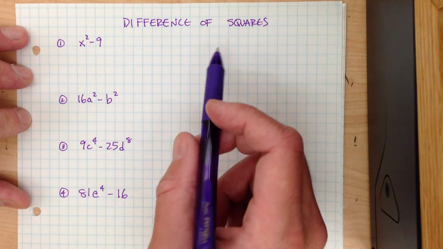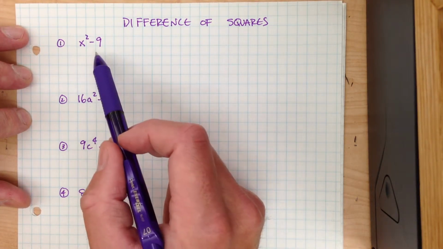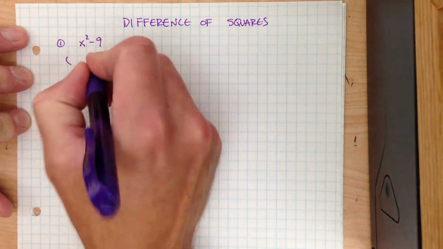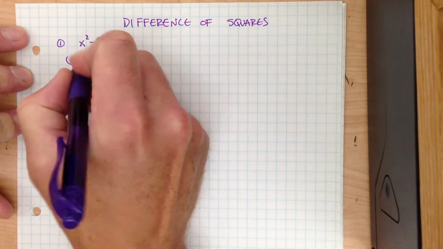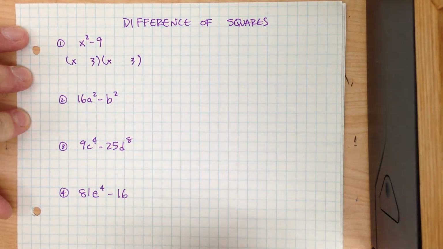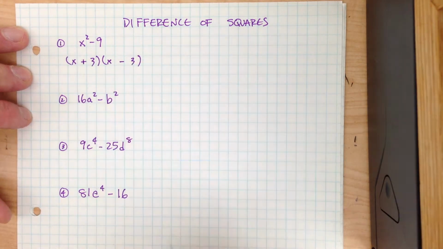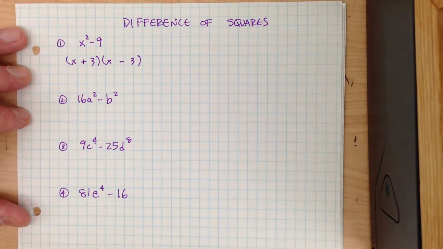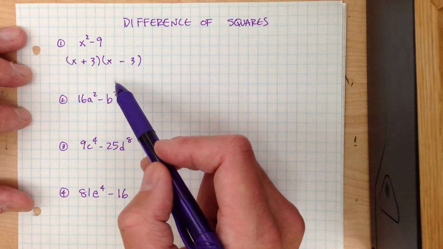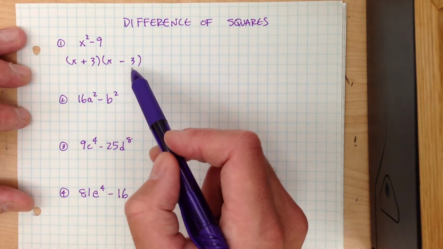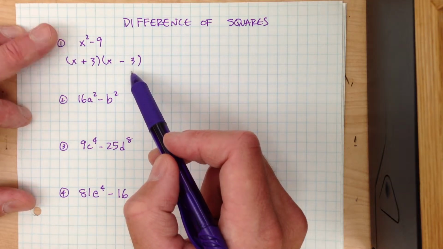So, if you recognize that this actually is a difference of squares, take the square root in the front, take the square root in the back, then you can fill in these two signs here. One is a plus and the other is a minus. If you were to multiply this out, distribute these two terms together, FOIL, however you do it, you will see that your factoring takes you back to your original problem of x squared minus 9.